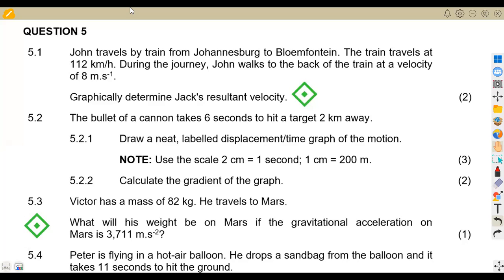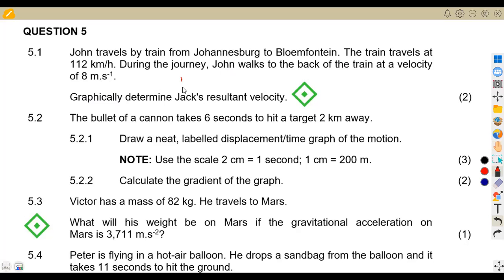On question 5, that is 5.1, we are given that John travels by train from Johannesburg to Bloemfontein. The train travels at 112 kilometers per hour. During the journey, John walks to the back of the train at a velocity of 8 meters per second. Graphically determine John's resultant velocity. All right, so this is John, not Jack, because all along it was John here.